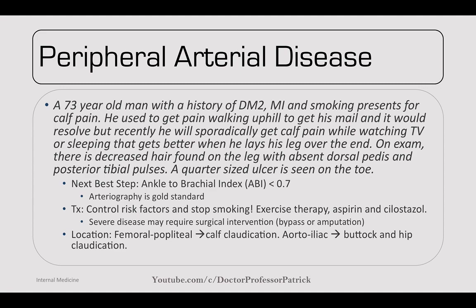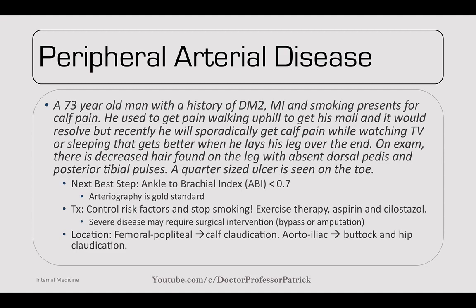So next best step here when you're looking for peripheral arterial disease is definitely an ABI, an ankle to brachial index. Anything less than 0.7 is going to be diagnostic. And your arteriography is your gold standard, but that's an invasive test, so they typically do just an ABI and ultrasounds now. Treatment is going to be controlling the risk factors and stopping smoking.